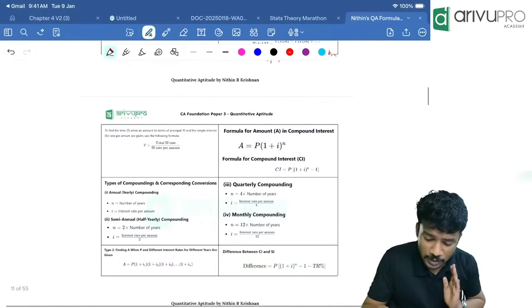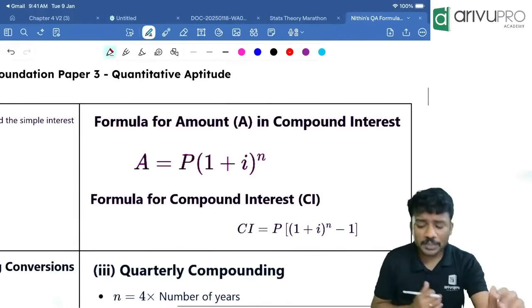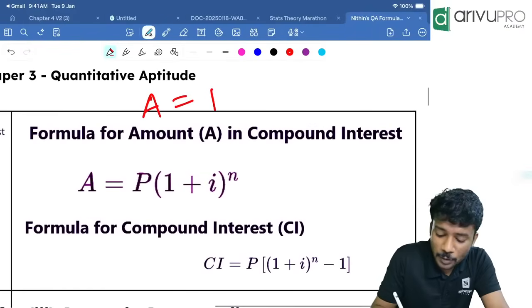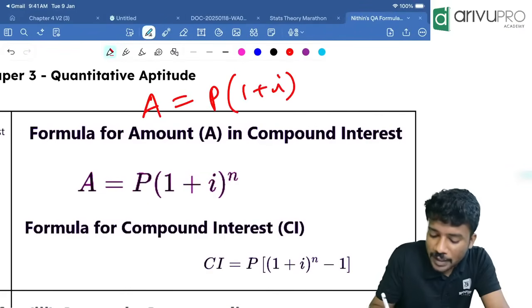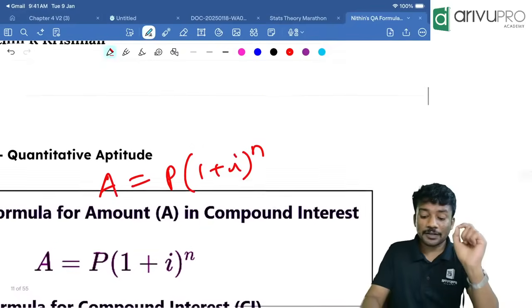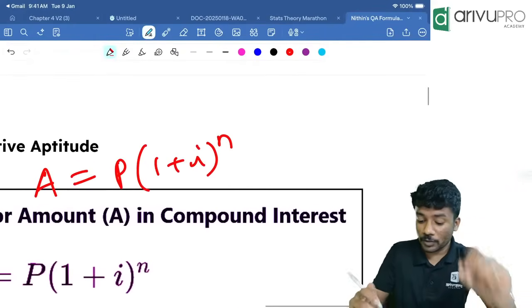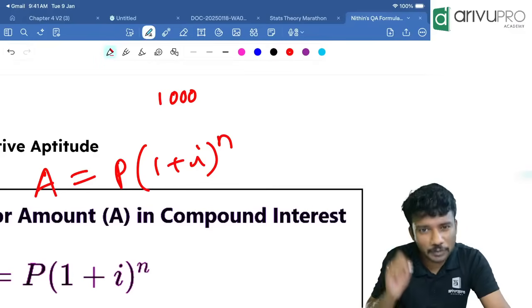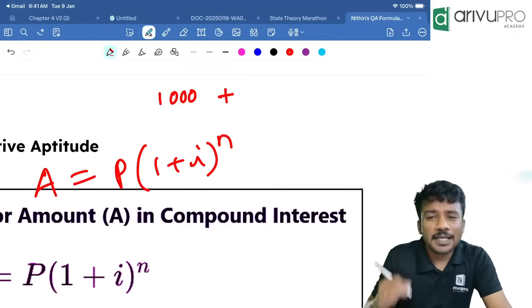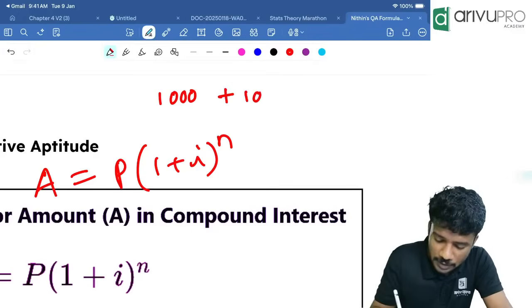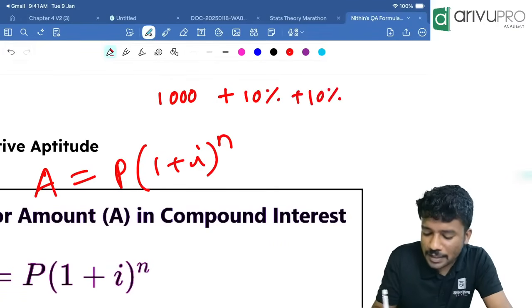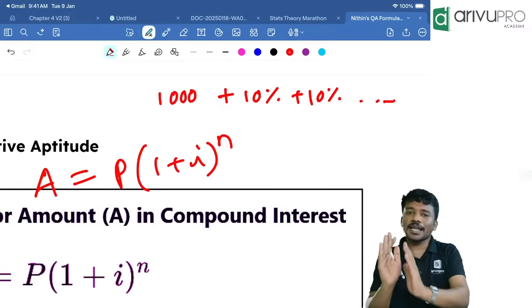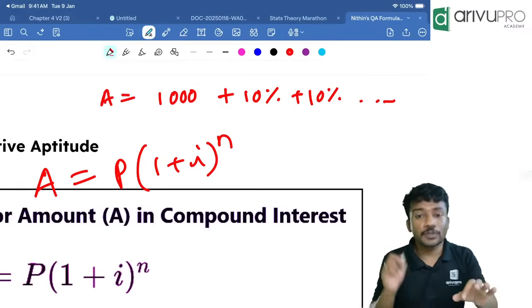Now people, the next one is our compound interest formula. What is the amount formula for compound interest? A is equal to P into 1 plus I, the whole power n. People, using a calculator, how will you find the answer for amount? Take your calculator. If the principal amount is 1000, type 1000 on your calculator. Then plus 10%, plus 10%, till however many years the 10% is there. You can find the amount value using the calculator.